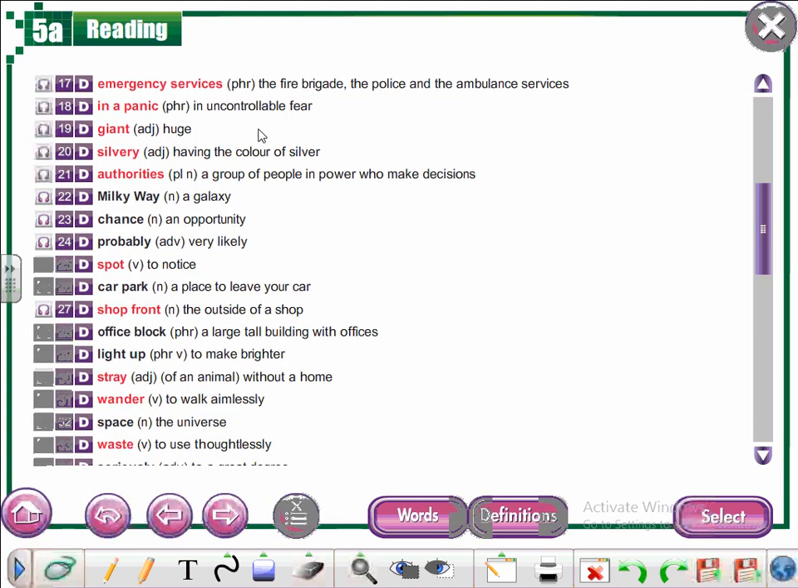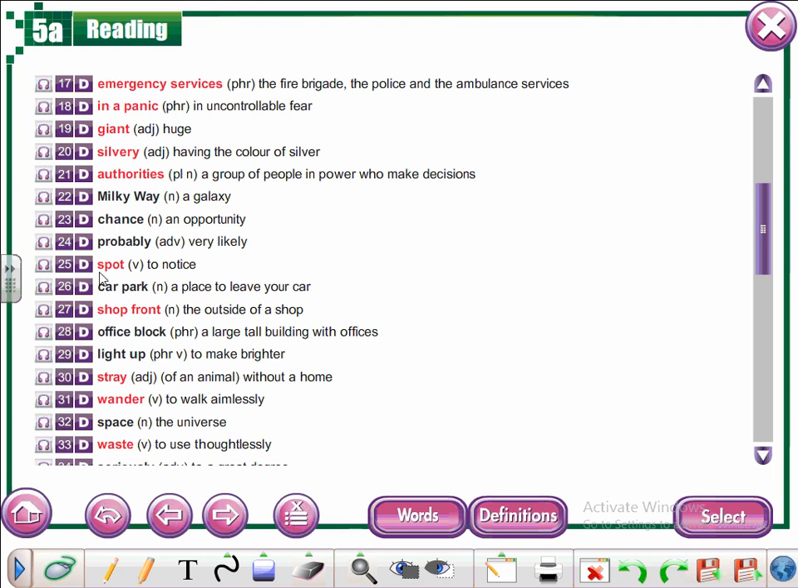In a panic means in uncontrollable fear. So you are so afraid that you can't control your fear. Maybe you scream, maybe you run away, something like that. This means by panicking. Giant, huge or very big. Silvery, having the color of silver. Authorities, a group of people in power who make decisions, like the government.